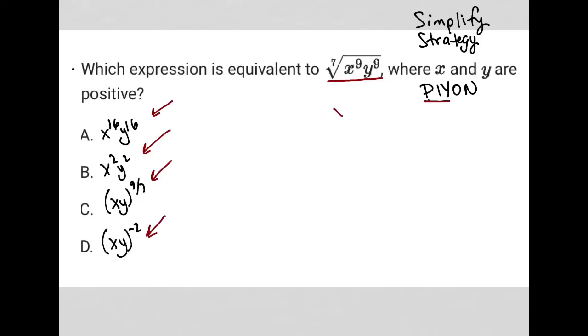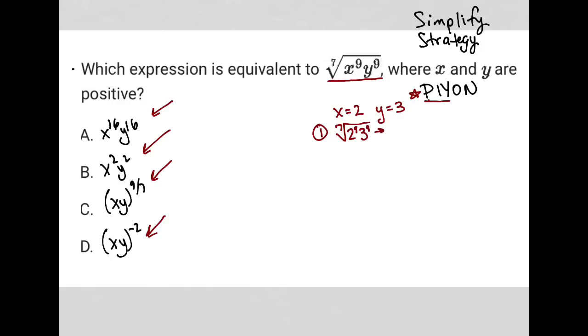If I said x is equal to 2 and y is equal to 3, I've just made up my own numbers. Now, the way the strategy works is it's a 3-step process. The first step is to take those numbers that I've made up and plug them into the original question. So let's do that. I'd have 7th root, 2 to the 9th, times 3 to the 9th.